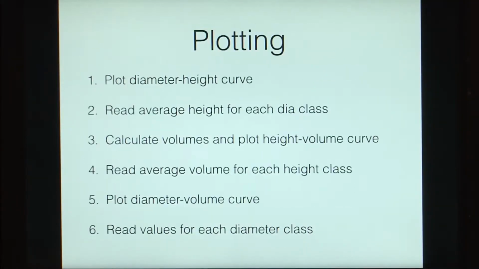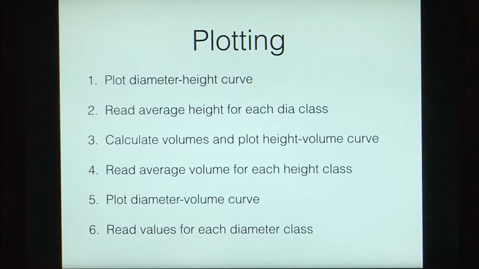Once we have done that, we are going to read the values for each diameter class. So, now we know the typical heights for each diameter, we know the typical volumes for each height, and we know the typical volumes for each diameter class. So, we can use all these values now to get our general volume table.